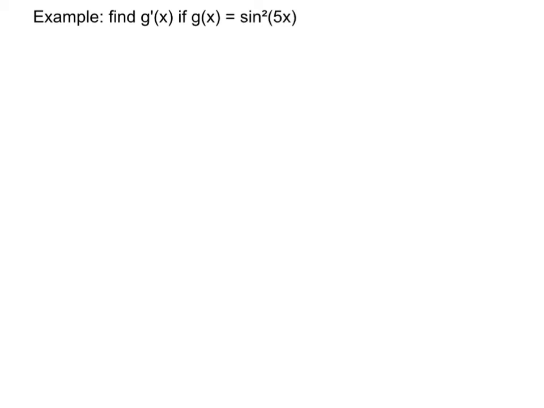Here's another example. Find g prime of x if g of x is sine squared of 5x. This is a problem that we did a number of times last year, so I hope you remember it. I'm going to ask you guys, pause the video, try this on your own, see what your brain does with it. I really believe that until you get good at these, your first step anytime you see sine squared is to realize that means the sine of 5x squared. And when you see that, you recognize this is a chain rule problem.